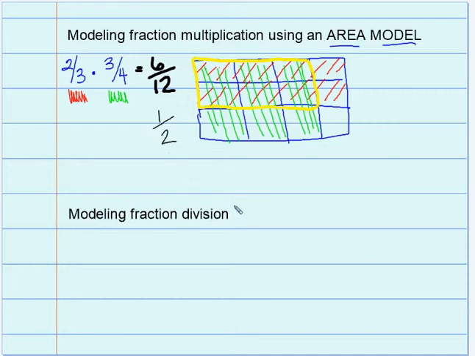Now if we model fraction division, let's divide 2 1/4 divided by 1/2. What we're trying to do is split or divide 2 1/4 into as many halves as we can. So first we need to represent 2 1/4. Here's one whole, here's another whole, and here is my best attempt at a quarter. Okay, so it's a quarter of a circle. And now we need to divide that into halves.